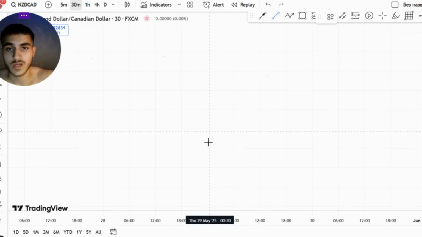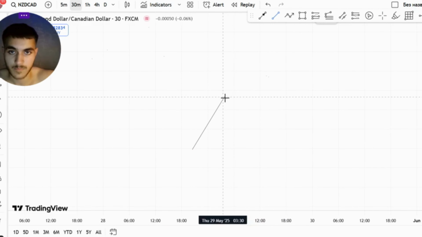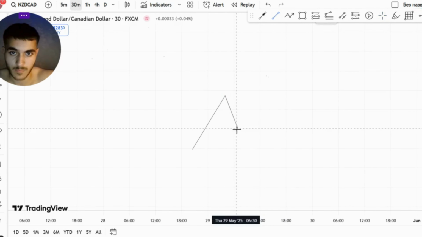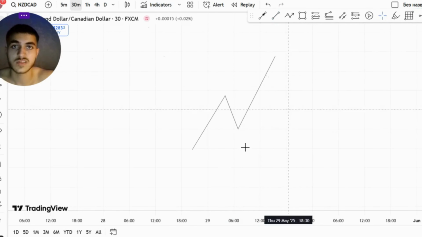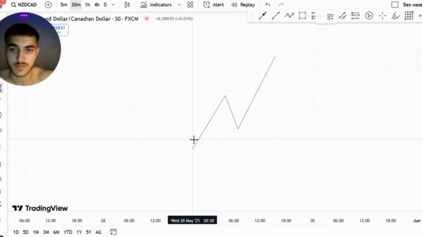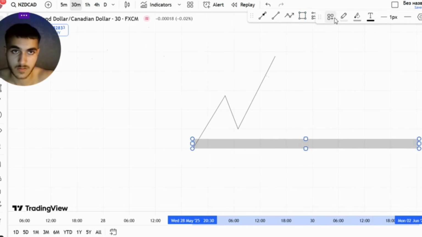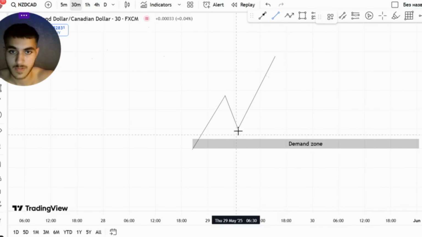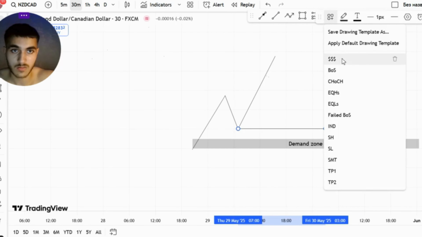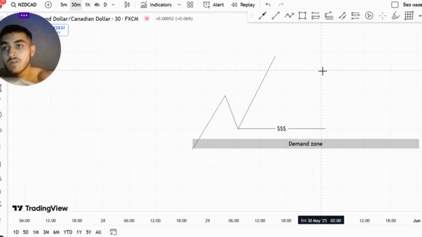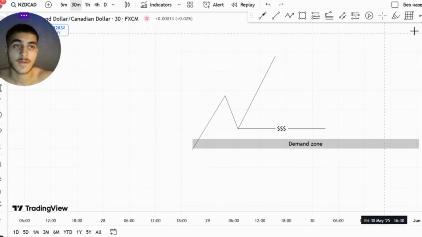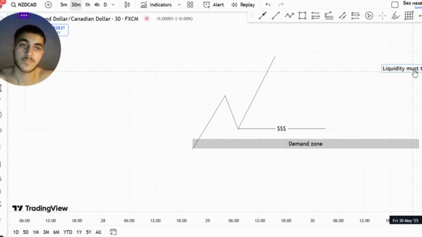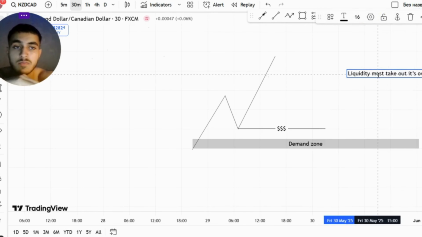So for example, we are in uptrend, okay? This is our price action. Here we have demand zone. This is our liquidity. And of course, the strategy has main rules, and one of the main rules concerns the liquidity. This is our main rule. Liquidity must take out its own high or low.